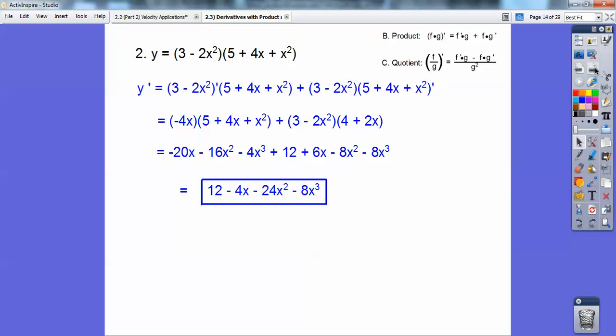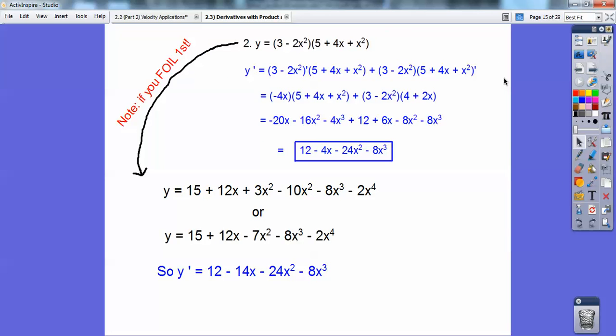You can save yourself some time by just foiling this stuff out first. Before you take the derivative, use your algebra skills and FOIL that out, and you get to this right there. Here it is foiled. Here it is combining like terms, and then the derivative of that is 0. The derivative of that is 1. Negative 14x, negative 24x, minus 8x cubed. It would have been easier just to FOIL it out first. So kind of think ahead, you guys.